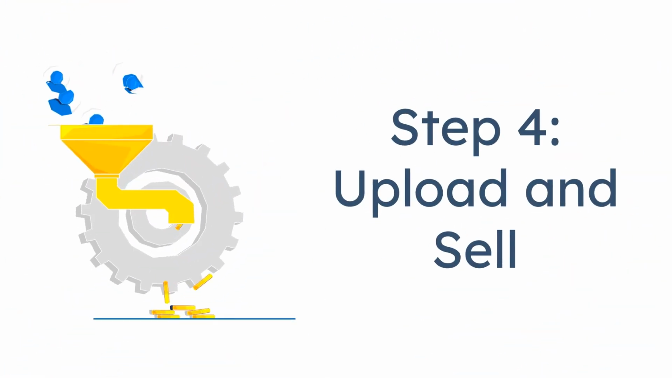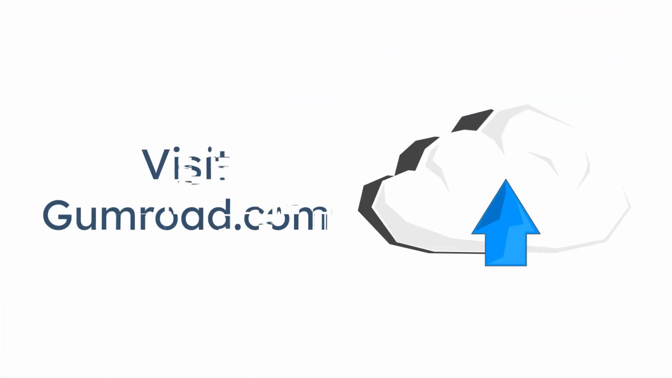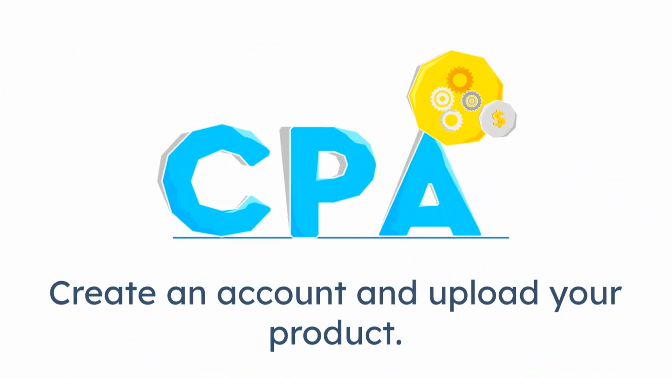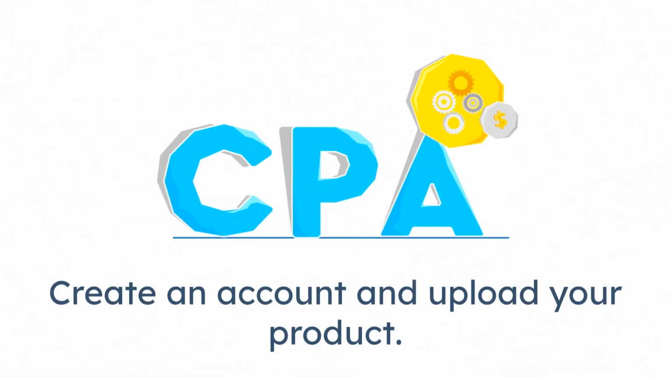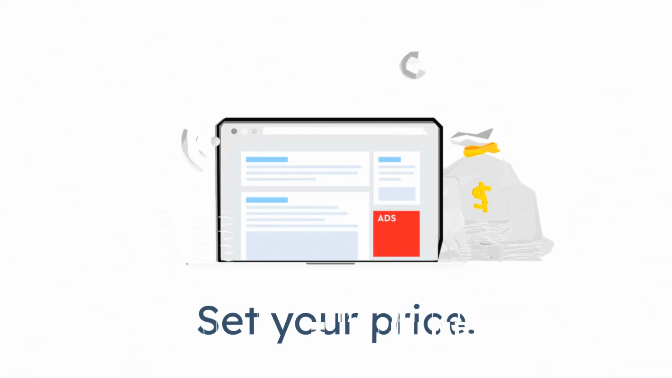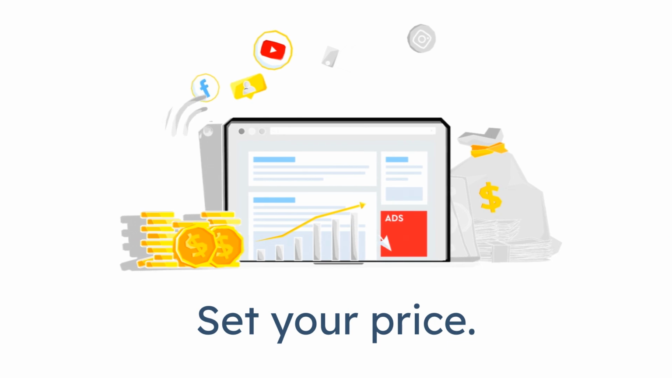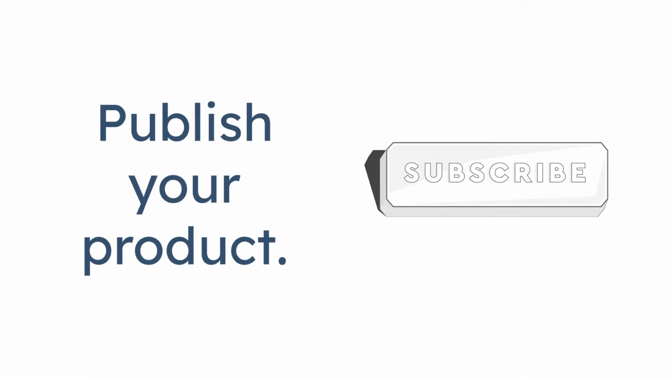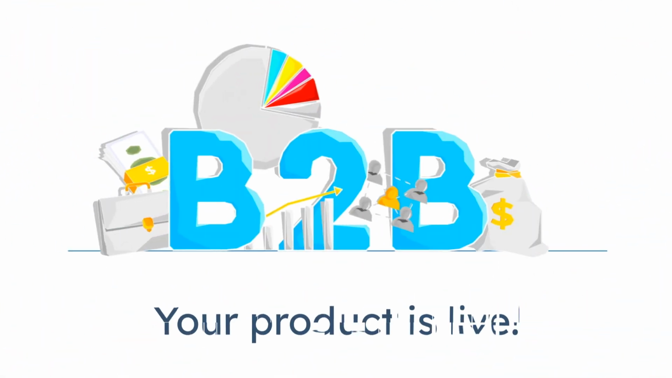Step 4, upload and sell. Next, go to Gumroad.com. Create a free account, upload your PDF, and write a clear, value-based product description. Set the price to $5 or use pay what you want. Add your cover image and click publish. Just like that, your product is live.